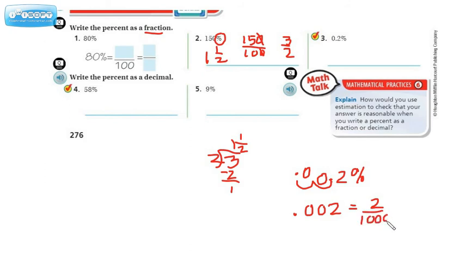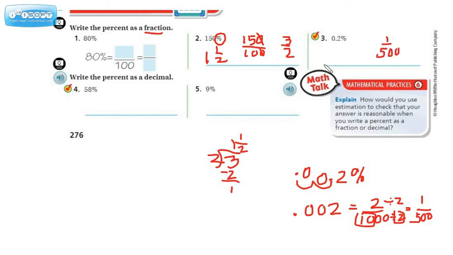Now that's not in simplest form. You would want to divide both the numerator and the denominator by the GCF, which would be 2. And if we do 2 divided by 2, we're going to get 1. And most folks know what 10 divided by 2 is. That would be 5. So we just have to put these 2 zeros on there. So it's going to be 1 over 500.